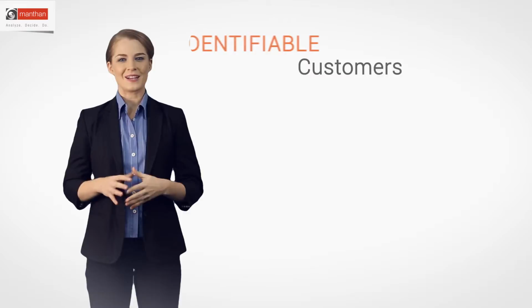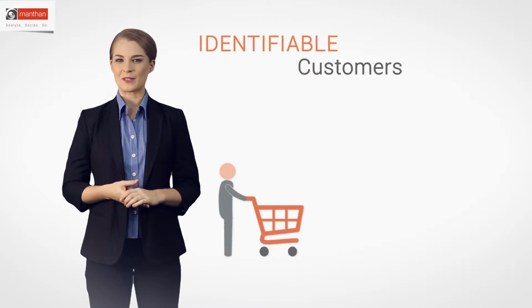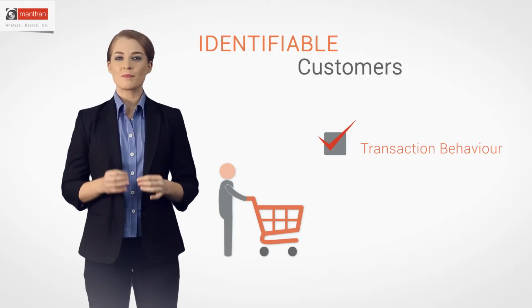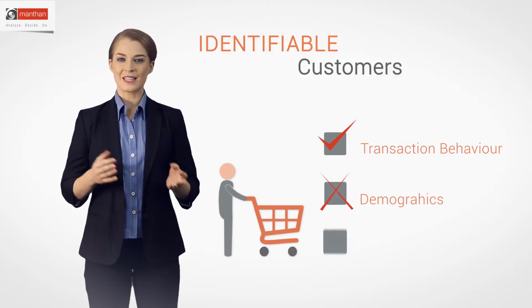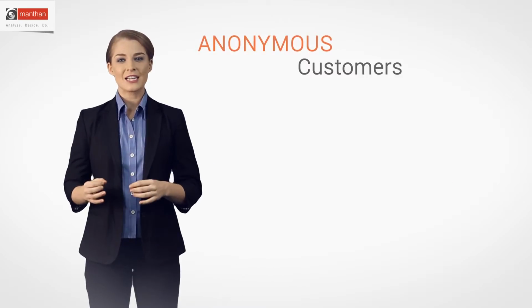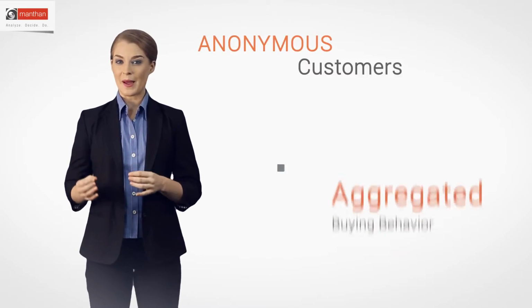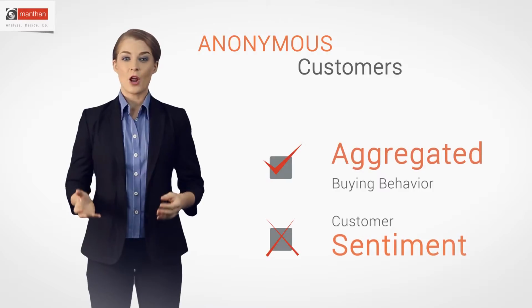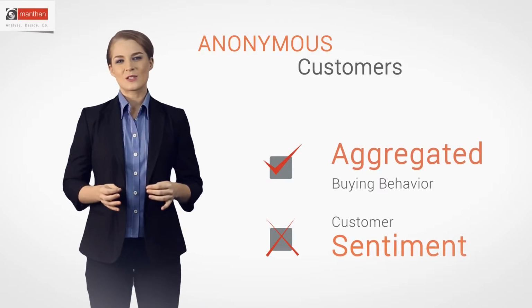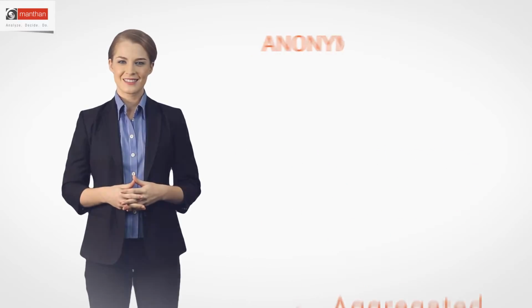With identifiable customers, such as e-commerce customers, you will have a good idea of transaction behavior, but not much information about demographics or sentiments. From anonymous customers, you have aggregated levels of information about buying behavior and sentiment, but not much at an individual customer level. Each of these data sources are rich in themselves.